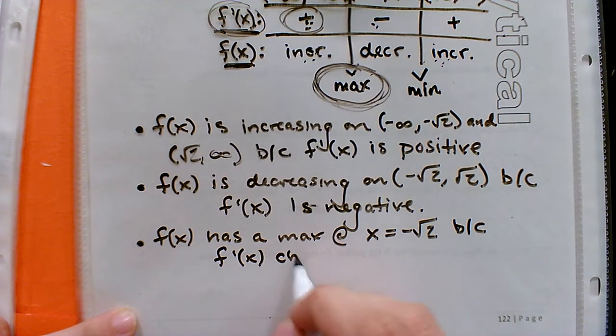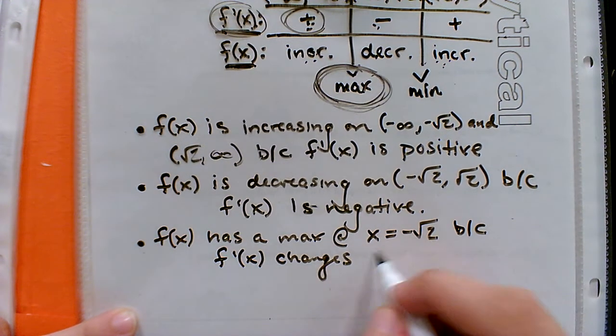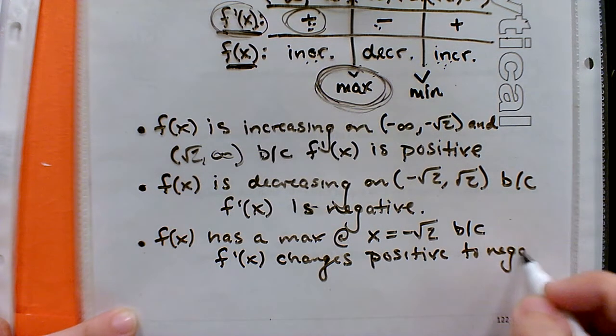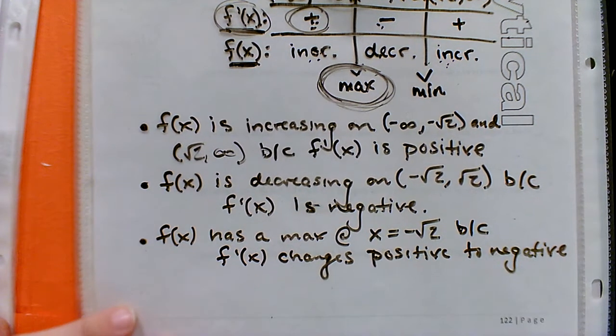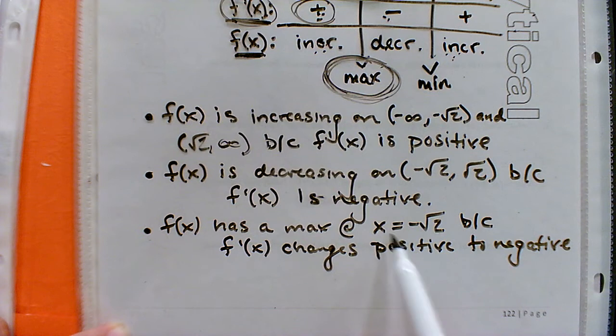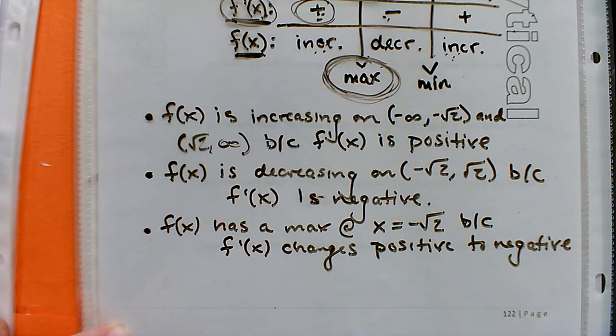Maybe I'll say derivative changes positive to negative. Okay. We also needed to find the coordinates, okay, the ordered pair. So if this is the x value of the maximum or high point, how could we figure out the y value? How could we figure out the actual height of that high point? If you know an x, how can you figure out a y?